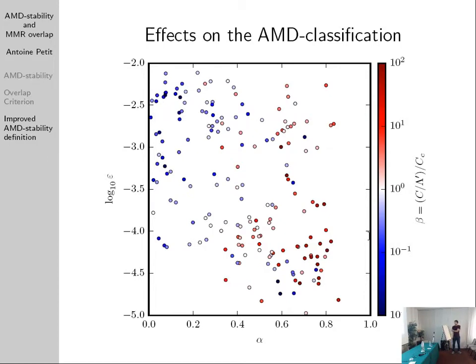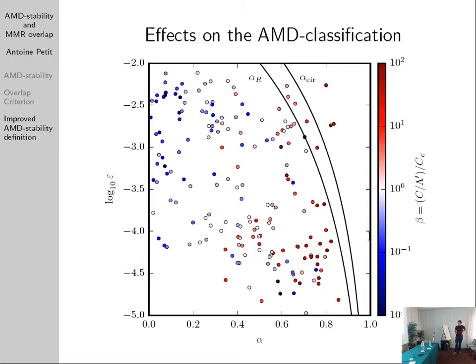So we can wonder what are the effects of this new modified criterion on the AMD classification. Each dot here represents a pair of real exoplanets from the exoplanet.eu database, and the color is the AMD-stability coefficient. Here it's just for the AMD collision criterion. And if we add the mean-motion resonance criterion, we see that those systems become less stable. Particularly those ones, the beta goes to infinity because the critical AMD is 0.